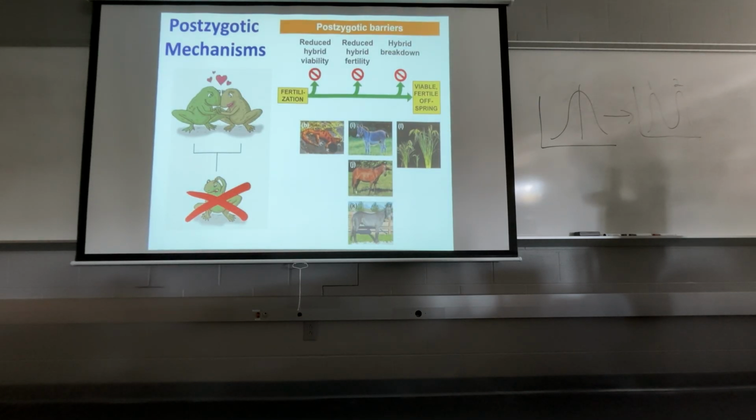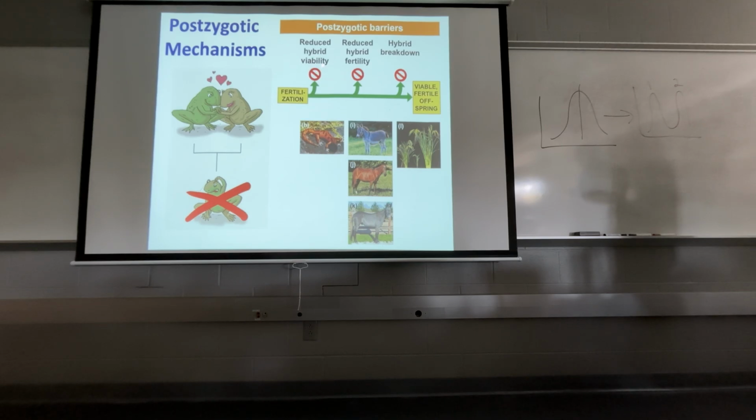Now, what happens if we mate, egg and sperm meet, fertilization happens? What are some mechanisms that prevent the embryo from developing correctly? There are 3 of these that we have identified in nature. These are called post-zygotic mechanisms. They're called reduced hybrid viability, reduced hybrid fertility, and then hybrid breakdown. A hybrid is when 2 different species meet and form babies. The baby is the hybrid.